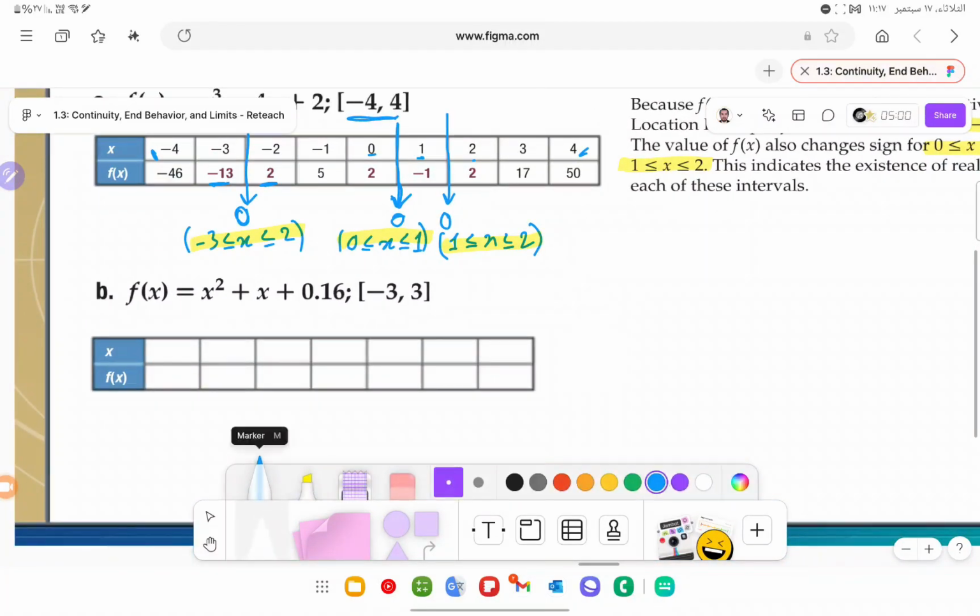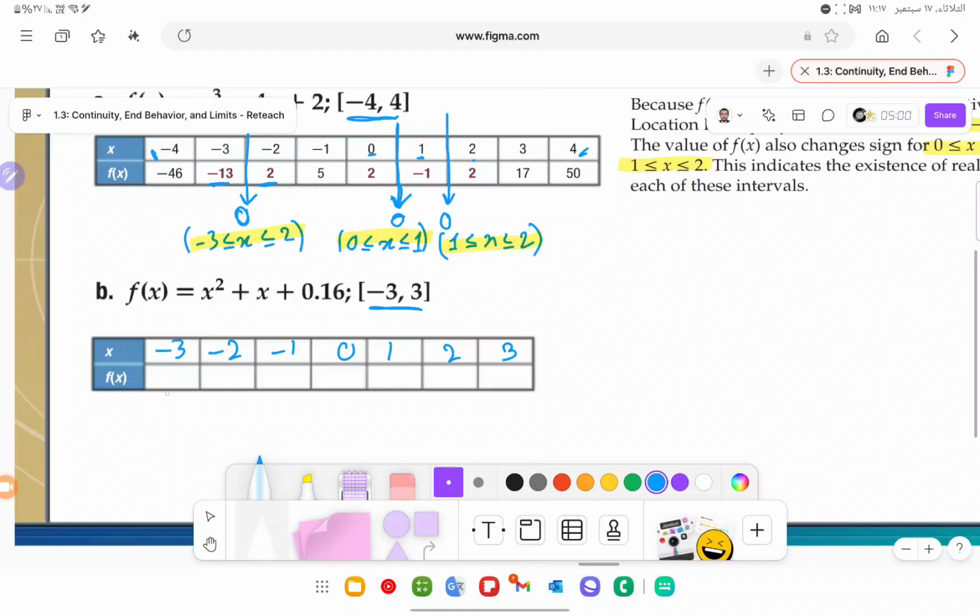Now if you need to make the table, you just take the domain or the interval and write it on the left and the right, from the smallest to the largest. Now just pick the small points, -2, -1, 0, 1, and 2. Now plug these points in the equation. Okay, so now x is -3.